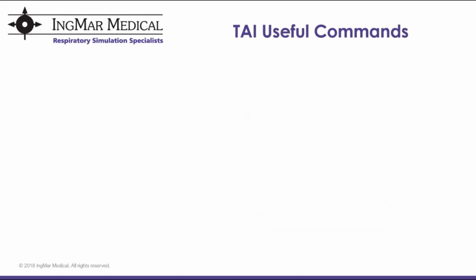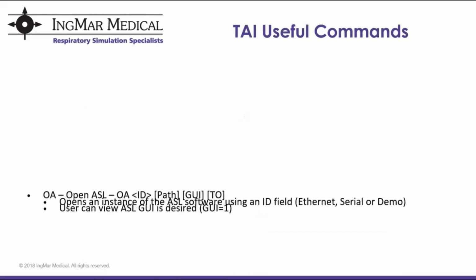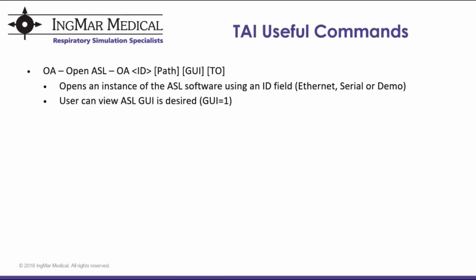So now let's look at some of the more important commands for setting up a simulation or a test. The OA, or Open ASL command, is the primary command to connect the client application to a physical ASL, or in some cases a software-only version if performing some preliminary testing. With this command, the user defines whether they are connecting via Ethernet, serial, or in this demo software-only mode.